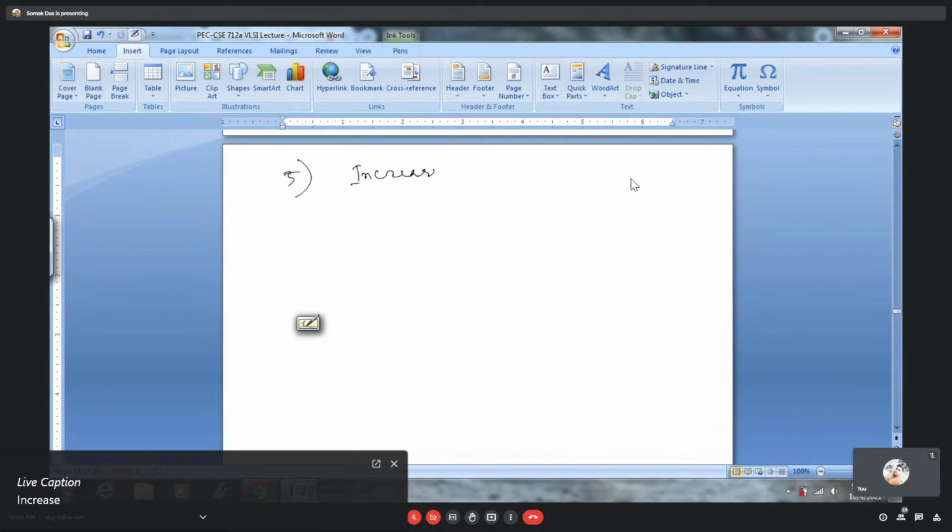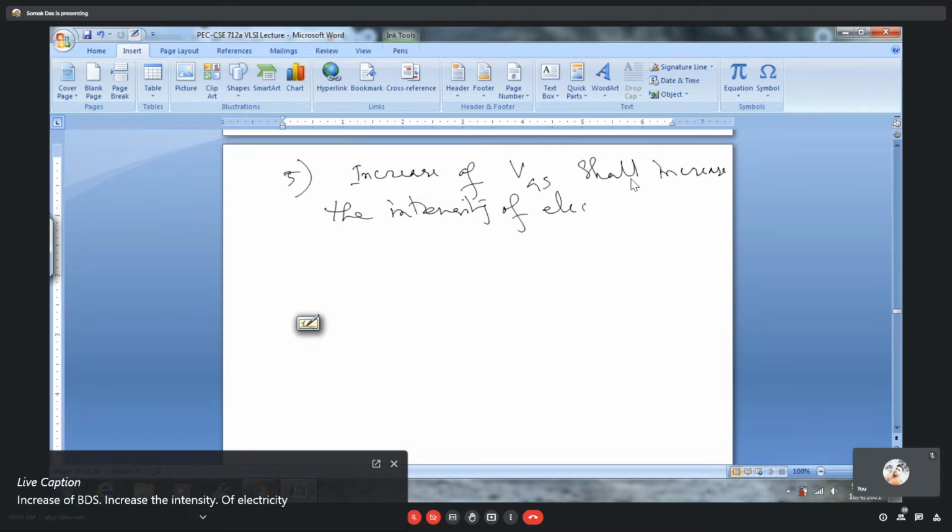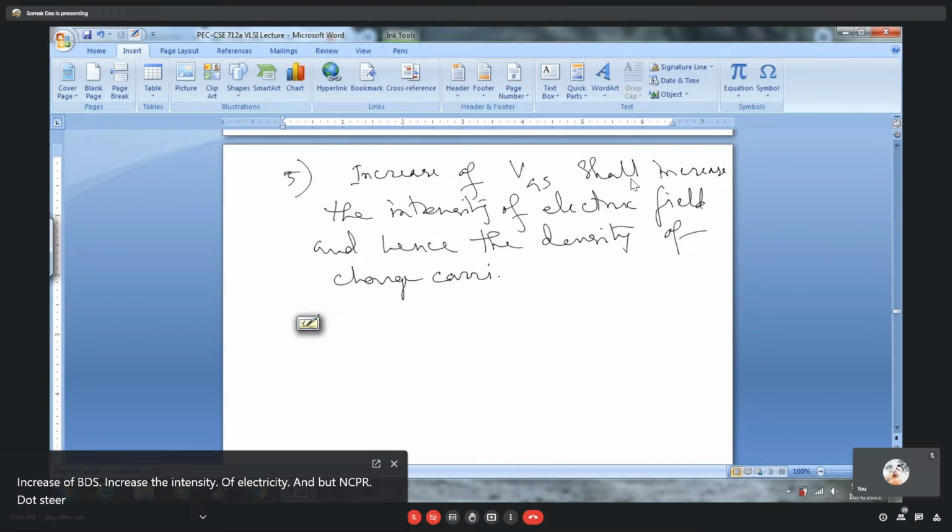Increase of VGS shall increase the intensity of electric field and hence the density of charge carrier. What kind of charge carriers? Induced charge carrier within the channel.